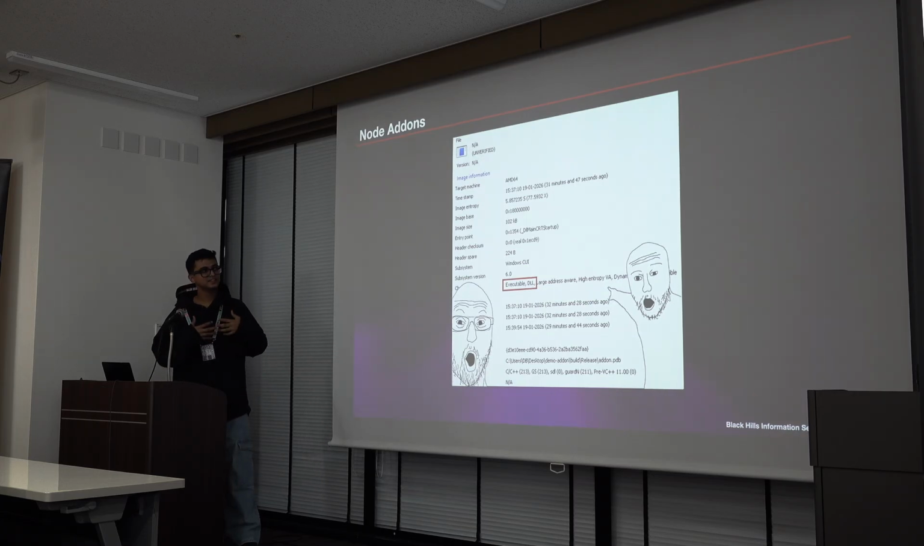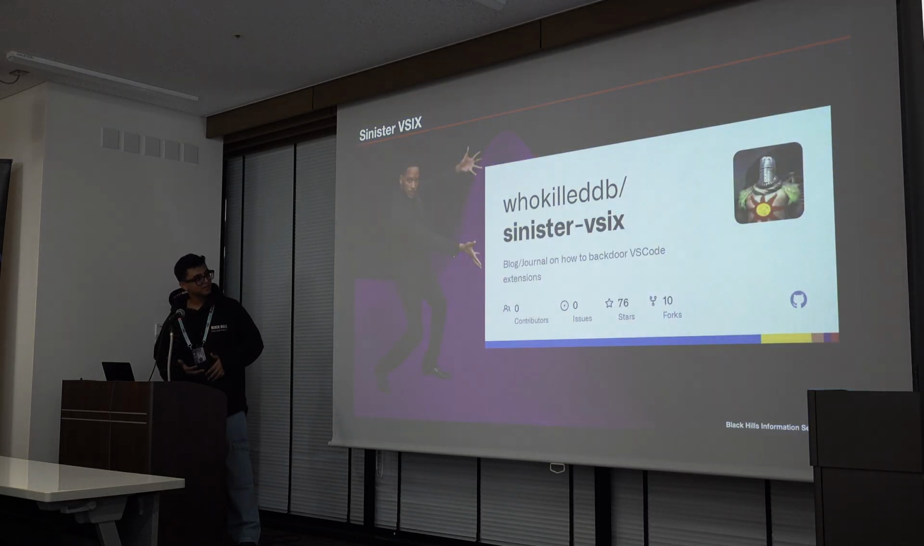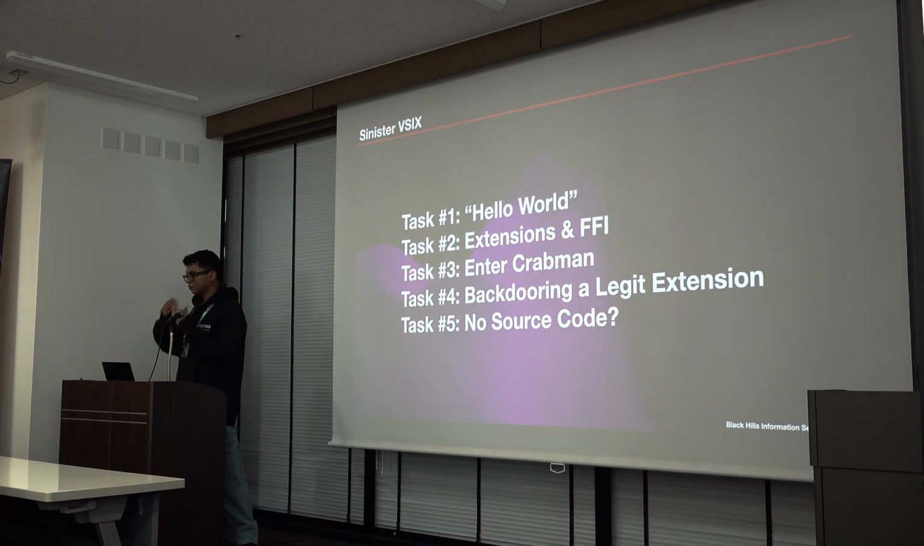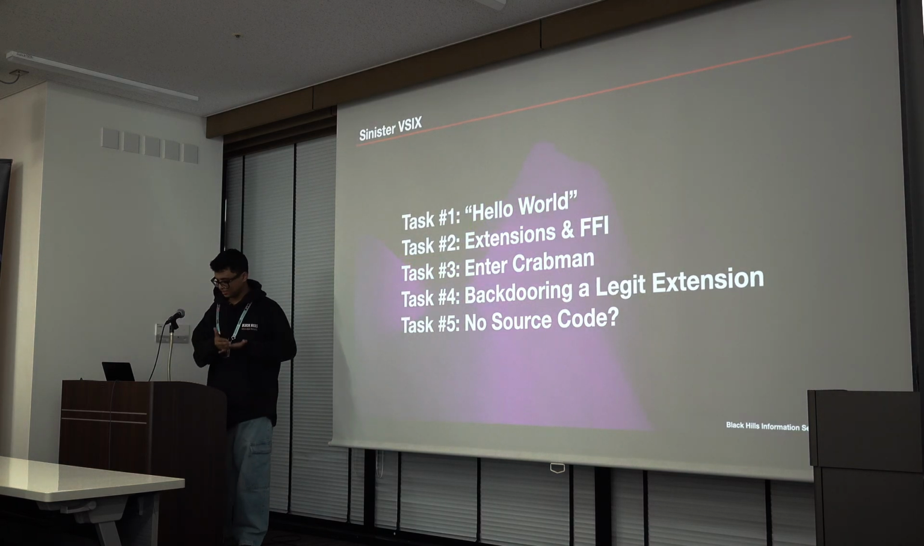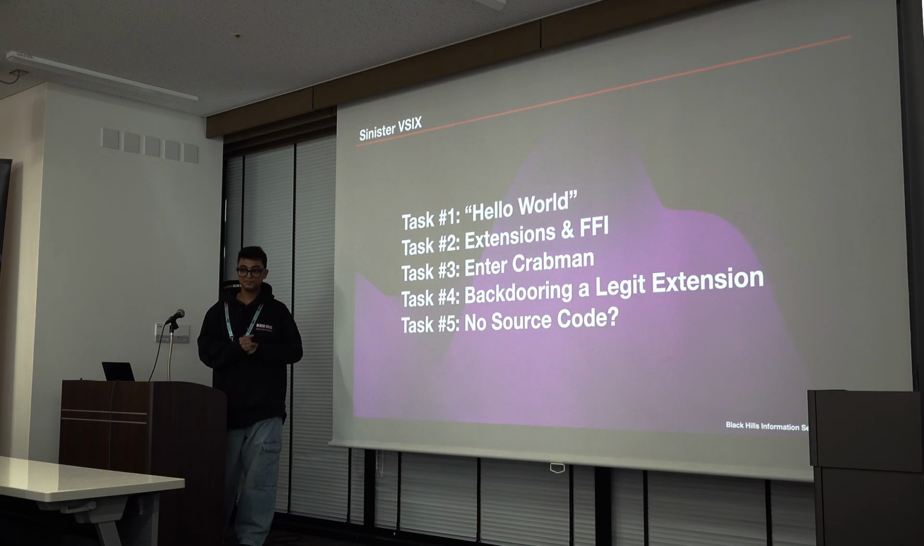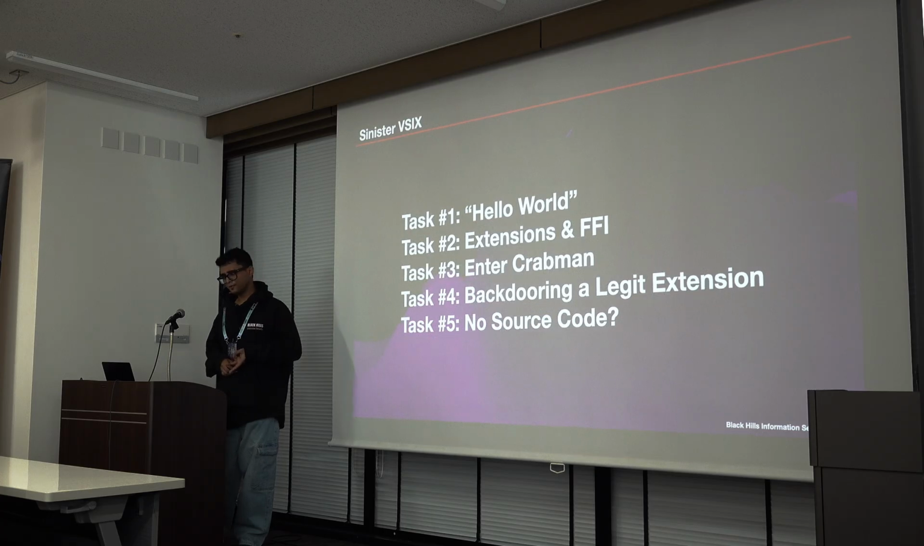So let's dive a bit more into it. This is where I have this repository called Sinister VSIX. Here we go through the whole add-on development process, starting with a very simple Hello World extension. We look into some FFI, we write a bit of Rust code. And then we backdoor a legit extension using two methods, one where we have the source code and one where we do not.